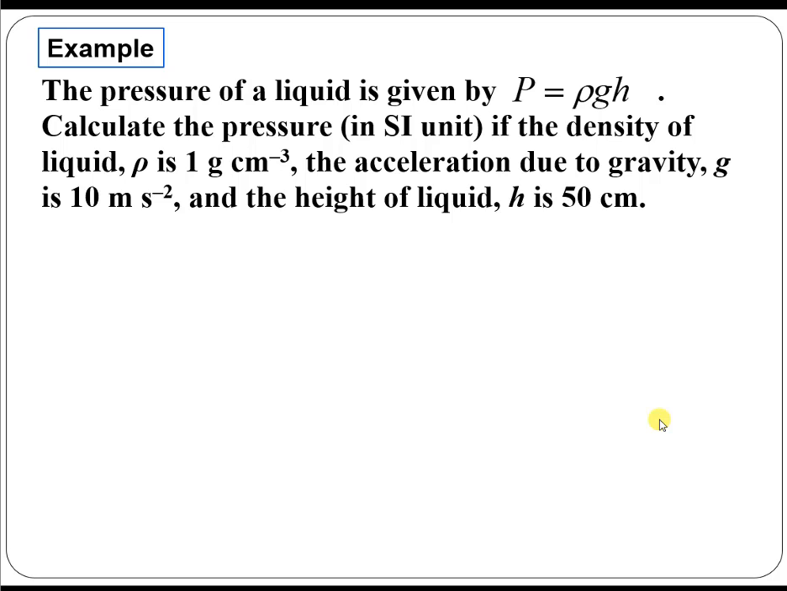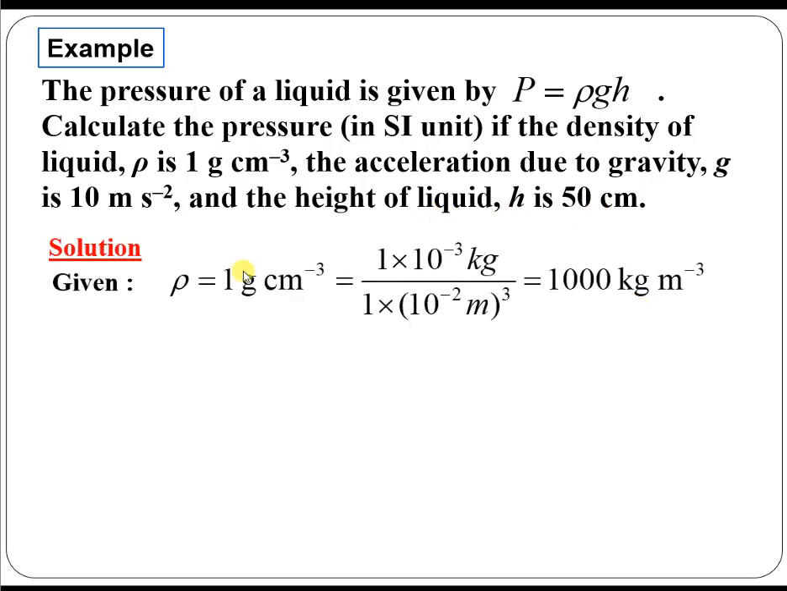So boys and girls, bear in mind for any problem in physics, we have to do the calculation in SI unit. For example, this one, we want to calculate the pressure in SI unit. Given the density of the liquid is 1 gram per centimeter cube, the acceleration due to gravity is 10 meter per second squared, and the height of the liquid is 50 centimeter.